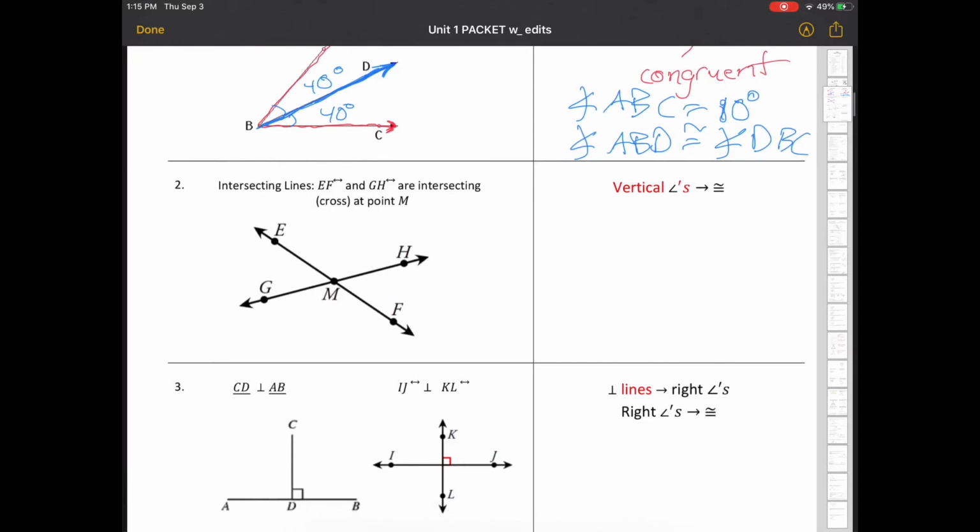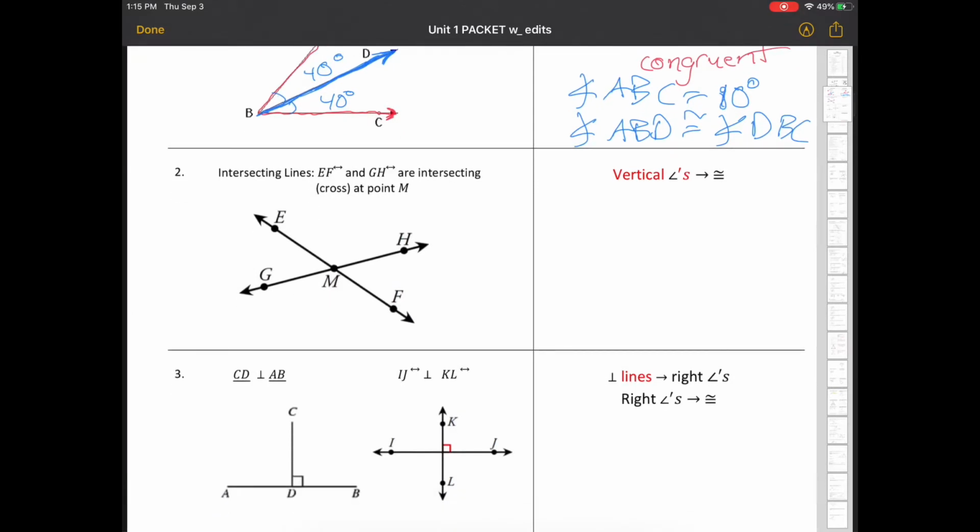Now on to the next diagram. So here we have two lines that intersect at a point. So we have line GH and line FE that intersect at point M. So what happens with this? This is what we call vertical angles. So it says vertical angles are congruent. So what angles are congruent here? I see four of them. So what angles are congruent here is the opposite angles.